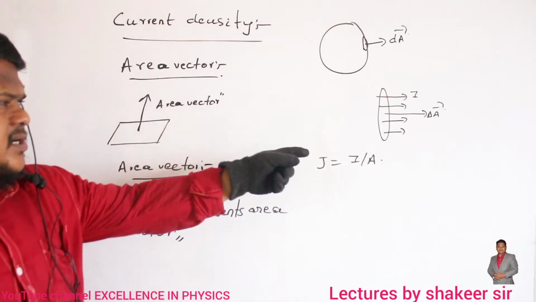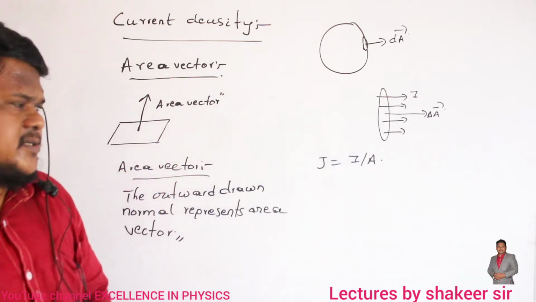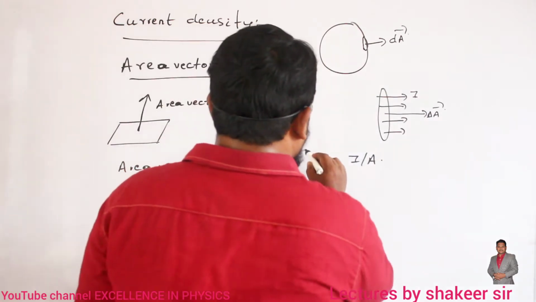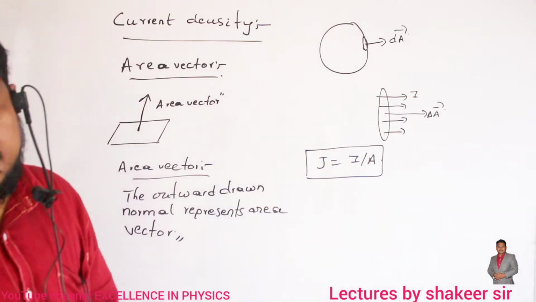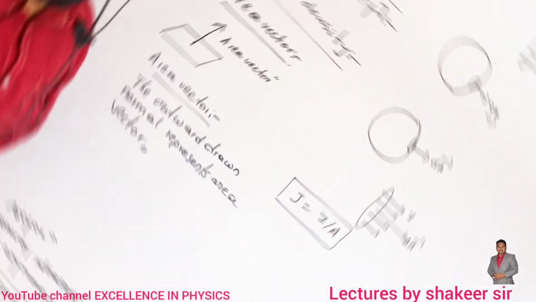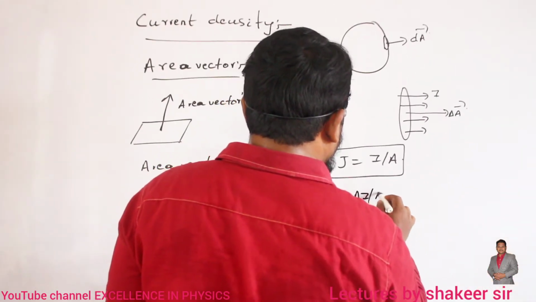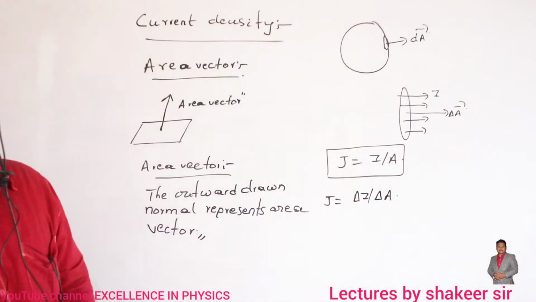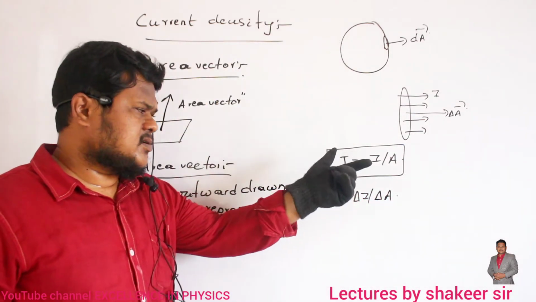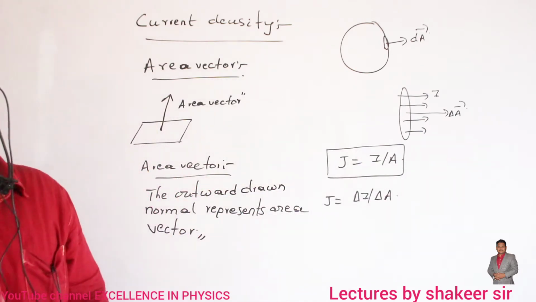But in this condition, current and area vector must be in the same direction. Only then can I say the current density at a particular point is equal to I divided by A, the total amount of current crossing the cross section. So I can write J is equal to delta I by delta A. That is, J is the total current entering this cross section divided by the total area of this cross section. I can call it current density.